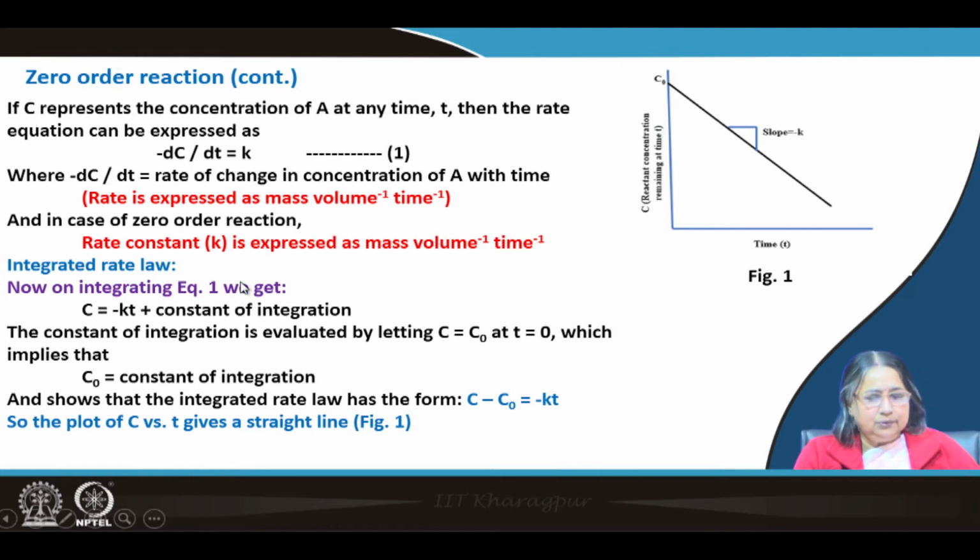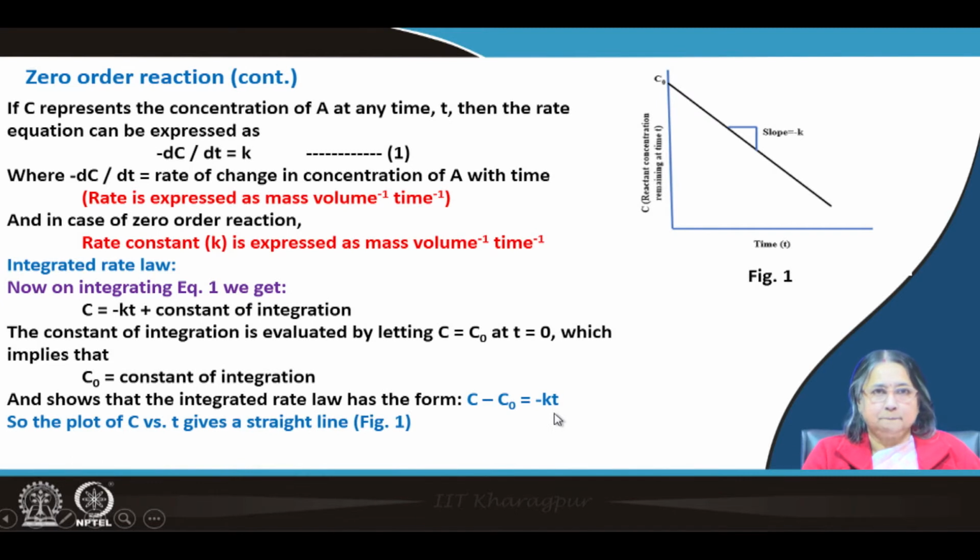Now, if we integrate this, then we will get C equals minus kt, changing the sign here, plus the constant of integration. The constant of integration we can get by putting t equals 0. If at t equals 0, C equals C_0, then we get C_0 as the constant of integration. So this term becomes 0, that is why C_0 is nothing but the constant of integration. By putting this we get C minus C_0 equals minus kt.